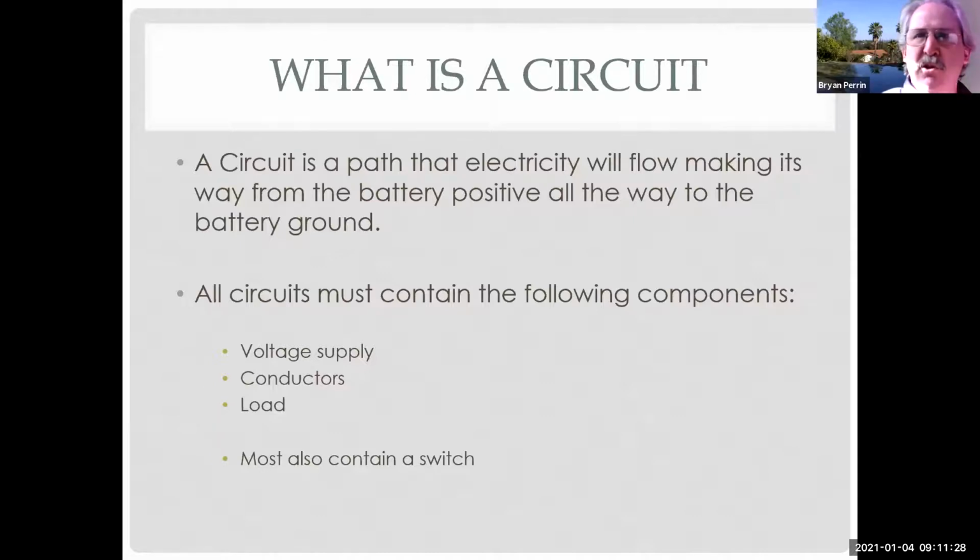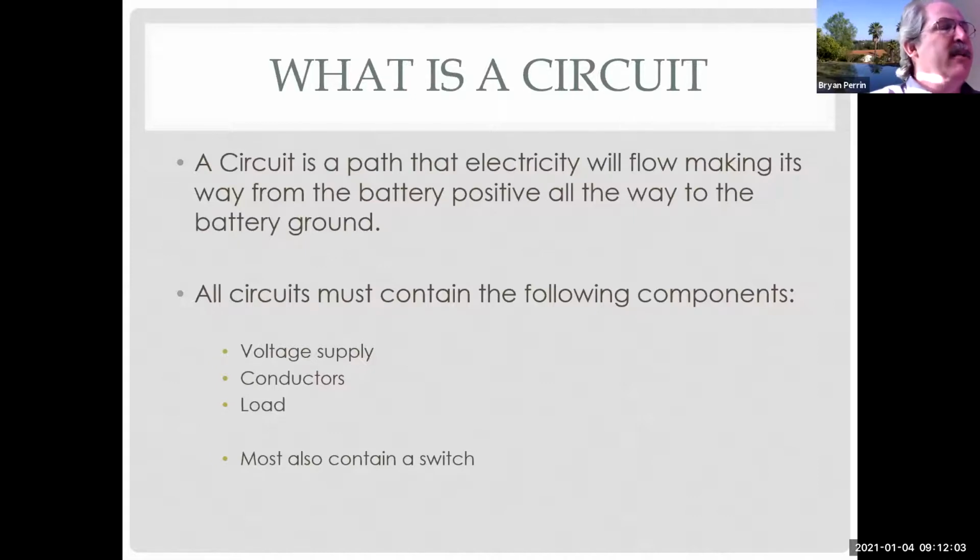Right? Two different things. So all circuits must contain the following components: a voltage supply. By voltage supply, I mean power and ground. Conductors. Conductors can be a fuse, they can be a wire, they can be the frame of my vehicle. And a load. A load can be a light bulb, a motor, anything that's going to use that electricity that has resistance. Any kind of resistance is a load.